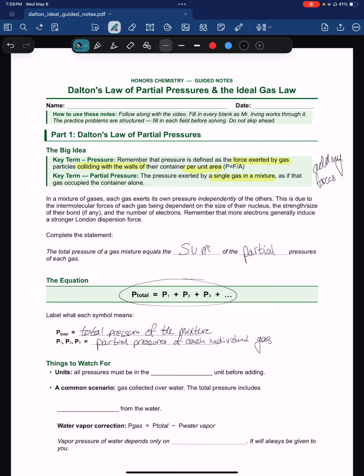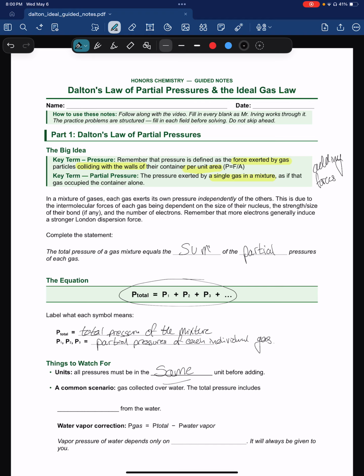Great. Before we try this out on our own and try to do our own problems, there's a couple of things I want to point your attention to, two things in particular. The first is units. All the pressures in your equation have to be in the same unit before you try to add them. And that's really important because you can't add millimeters of Hg to bar, to torr, to pascals, to atmospheres, right? They're all different. And so we just need to put them all in the same unit before adding.